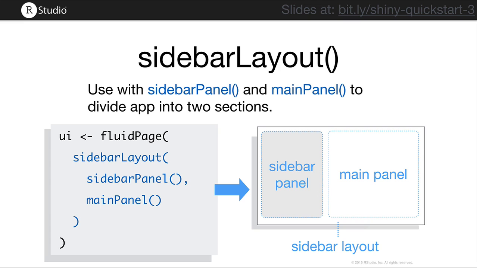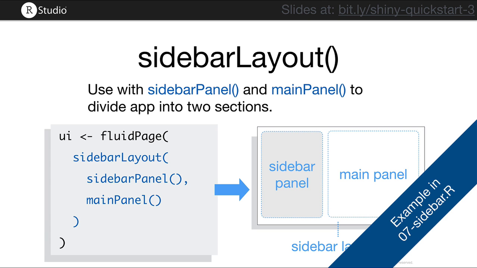Probably the most common way to build a Shiny app is with a sidebar layout. There is a layout function called sidebar layout that works together with two of these panels, sidebar panel and main panel, to divide an app into two sections, a sidebar and a main area. The way you use it is you put the function inside fluid page, and it only takes two arguments, and those arguments must be the output of sidebar panel and main panel. Well, those are the two required arguments. There are other arguments you can find on the help page. And when you want to put something in the sidebar, just pass it as an argument to sidebar panel. And if you want to put something in the main panel, pass it as an argument to main panel.